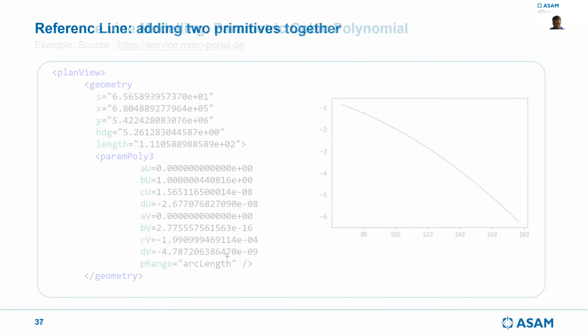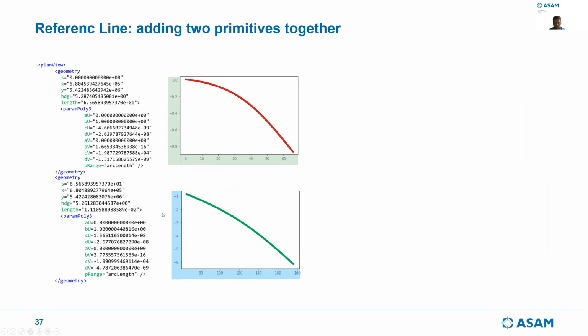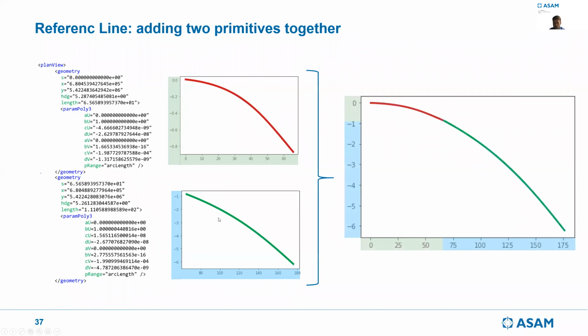So we've got the first one, that is defined from 0 to 65. And then we've got the second one that is defined from 65 to, well, if we calculate that together, something around 176 or so. And of course, that's how you would join them together. And that is pretty much what you do with all the geometry elements around the road reference line.